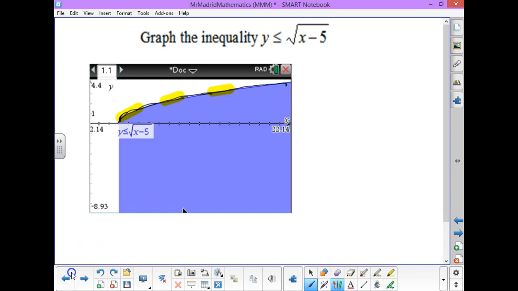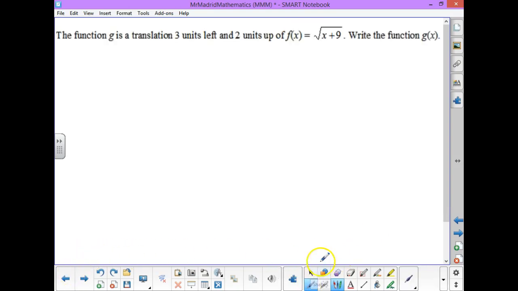Let me double check that. Alright guys, going ahead and found the last one officially here. The function g is a translation 3 units left and 2 units up of f equals such and such, right? Okay, so all that's happening here is that you no longer are working from the parent. You've got some derivative of it, and from there you're further transforming it. So it's like they took the parent, transformed it, and now we're adding additional transformations.